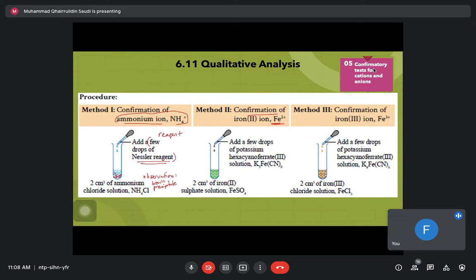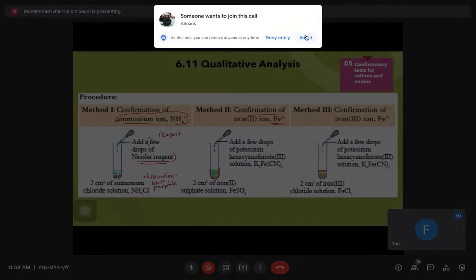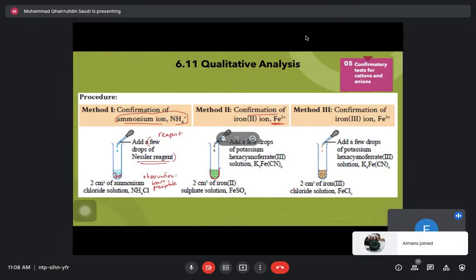Remember, iron 2 solution is usually already green in colour. So never mind, you still do the confirmatory test. When you want to do the confirmatory test for iron 2, you will add a few drops of potassium hexacyanoferrate(III) solution, and you will get a dark blue precipitate. The observation is that you will get a dark blue precipitate.